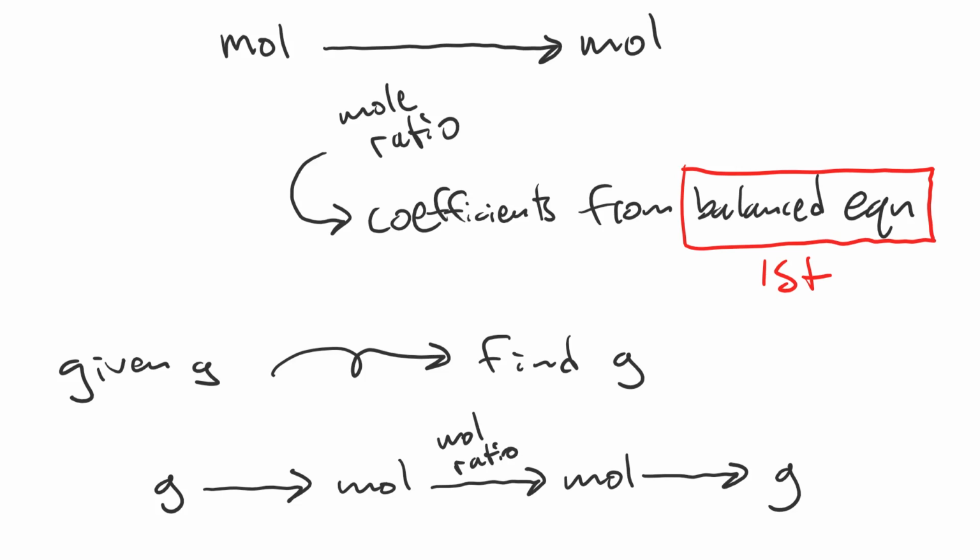So, the heart of stoichiometry is the mole ratio. Going from grams to moles will require you to divide by a molar mass. In other words, multiply by the inverse of the molar mass. The final conversion, going from moles to grams, you just multiply by a molar mass.